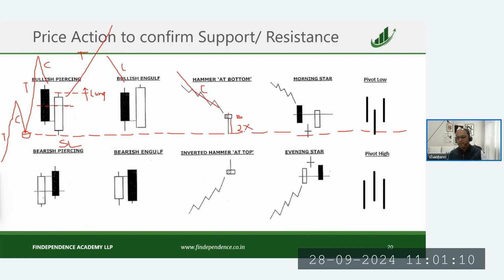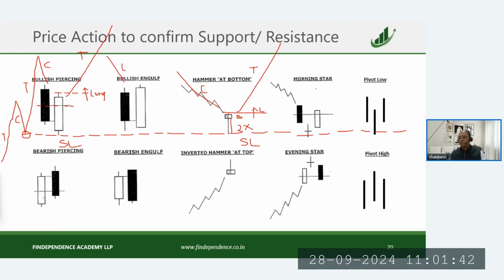Okay. So if such a candle appears near the area of support, I'll say support has probably been confirmed. Here also I'll mark the high, and if price moves above this high, I'll go long. I'll keep a stop loss below the previous swing low or below the low of the hammer. Here I am expecting a new trending move to start.